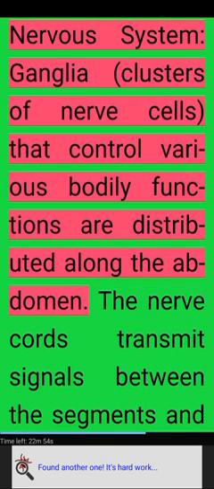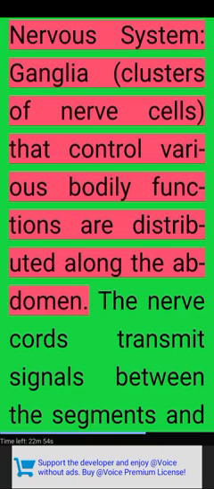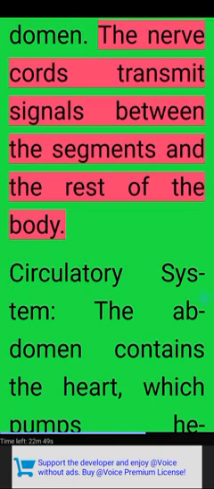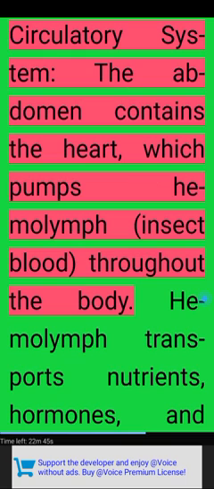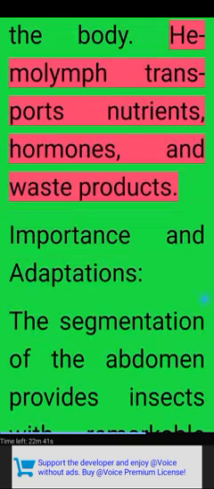Ganglia, clusters of nerve cells that control various bodily functions, are distributed along the abdomen. The nerve cords transmit signals between the segments and the rest of the body. Circulatory system. The abdomen contains the heart, which pumps hemolymph, insect blood, throughout the body. Hemolymph transports nutrients, hormones, and waste products.